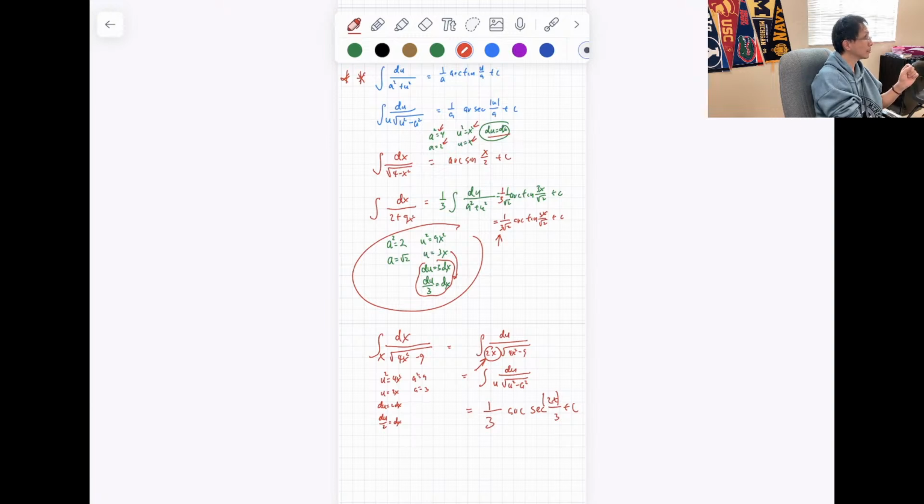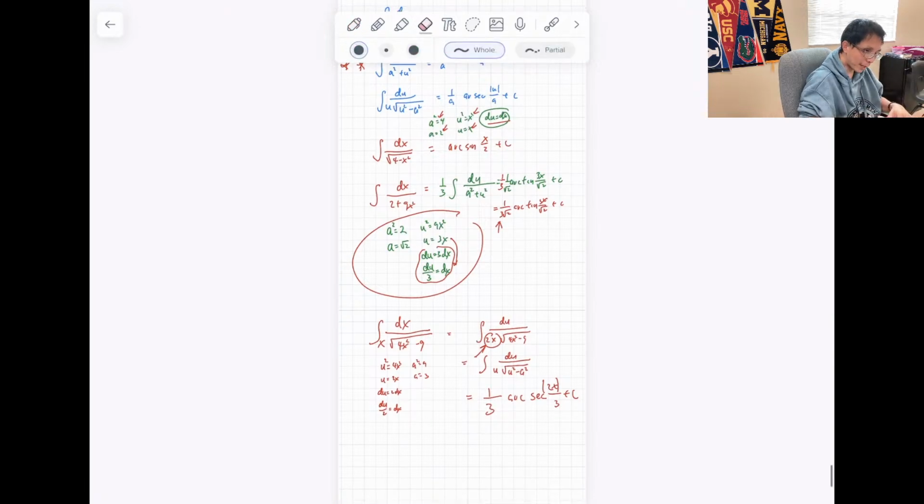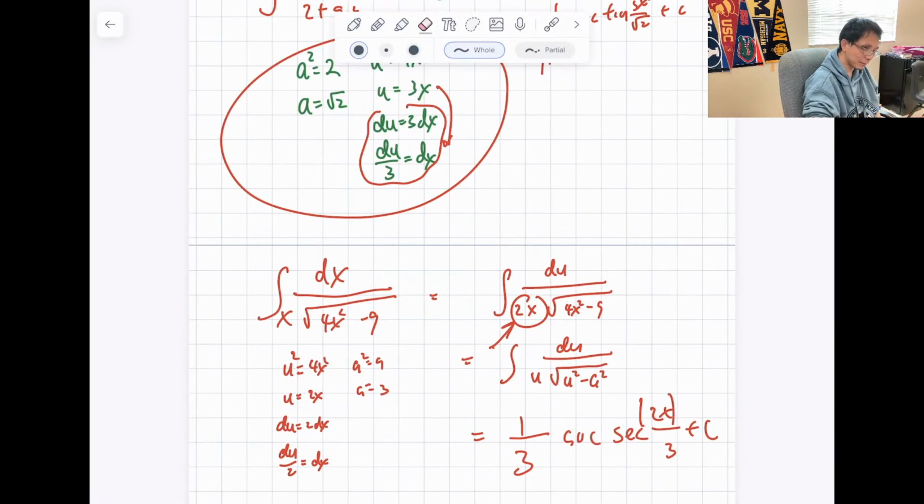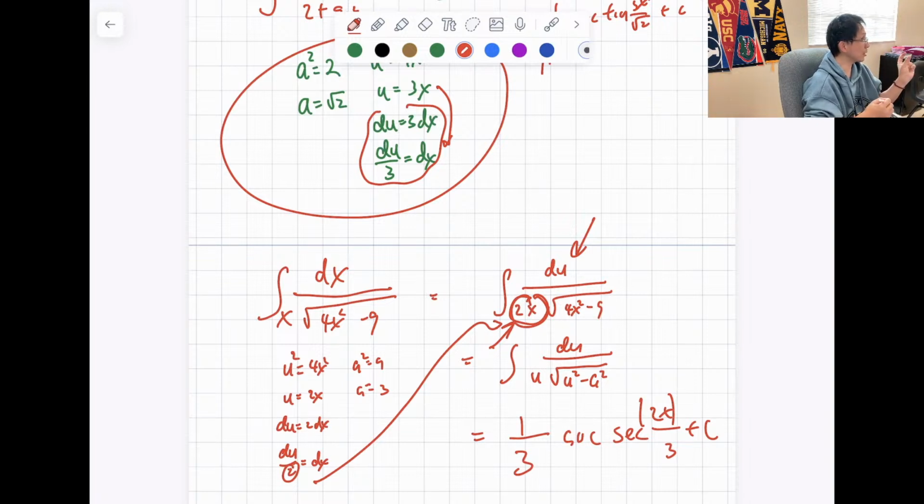So remember, even though this step is not completely right because I have some du and some of this, I just want to show you that this 2x is there because we got du over 2. This 2 is going to be right there, so that becomes u. If I just have x, then I don't have a u, because u is equal to 2x.